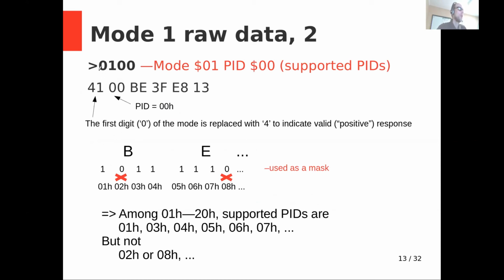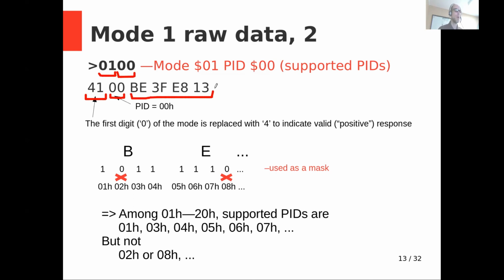So when I'm sending 0100, I'm getting back 6 bytes. Remember that each byte is 2 hex digits. So the first byte is 41. It's actually the mode 01 with 0 replaced with 4 to indicate valid response. So that's how the PCM says, I'm replying to mode 01 data and the response is valid. The second byte is just a repeat of the PID, which is 00. But the next 4 bytes we need to interpret as a list of supported PIDs.